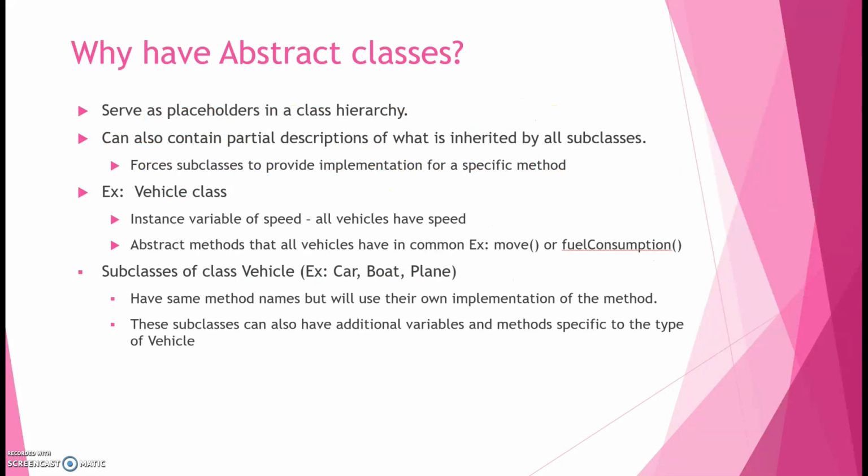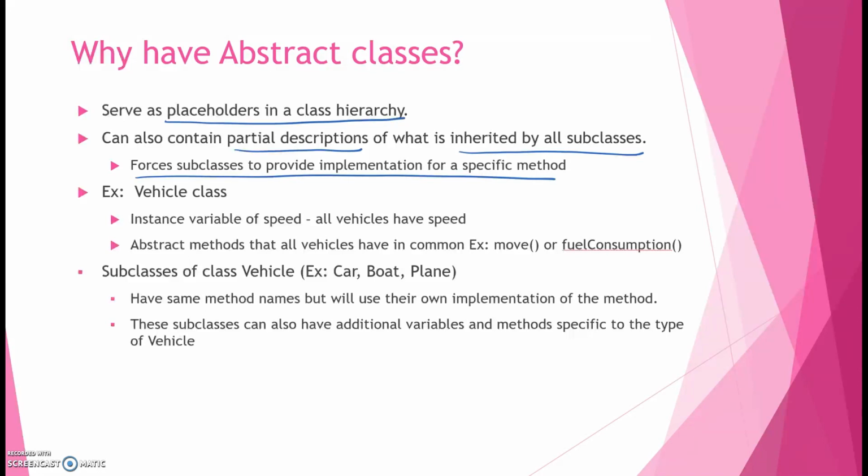So why in the world do we want to have abstract classes? Well, they're good for a couple reasons. First of all, they're really good for placeholders in a class hierarchy. You can create partial descriptions of what is inherited by all subclasses, and this forces our subclasses to provide implementation for specific methods. And by doing so, we can force these subclasses to provide code for these methods so we know that they will have the desired functionality that we want. They will be called what we want, and so we know that they'll work correctly.